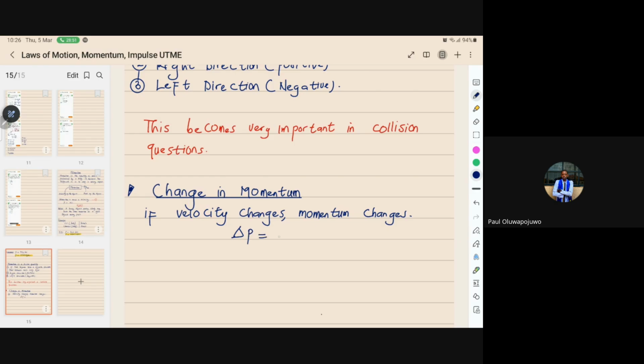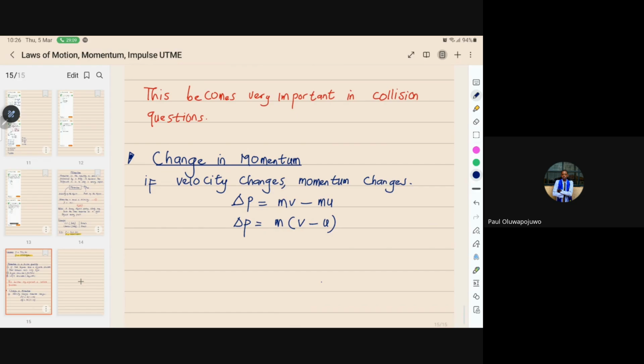So we'll have change in P is going to be MV minus what? MU. So we can write it as change in P is equal to M open bracket V minus U close bracket. Right. So remember the variables now, as always. But I think I should just write it here for you. Remember that U is the initial velocity as always. V is the final velocity. You already know that M is the mass of the body. So there's no need adding those ones there. All right. So V is our final velocity.